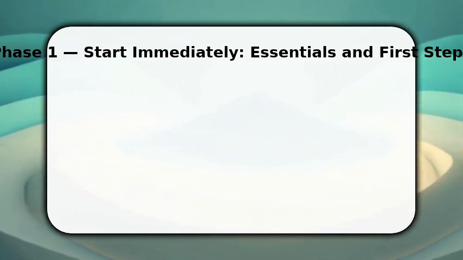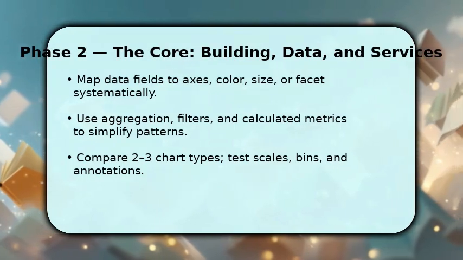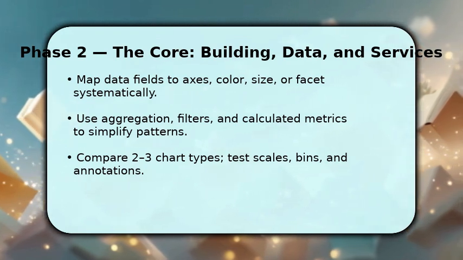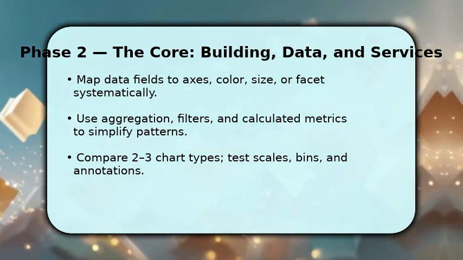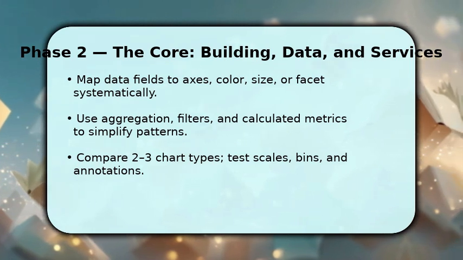Don't delay. You now construct the visualization by mapping fields to axes, color, size, or facet. Do this deliberately so each encoding has a purpose. Once mapped, apply aggregation and filters to reveal trends and add calculated metrics to reduce noise.